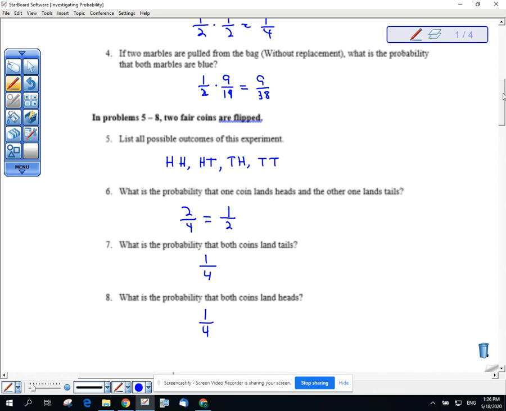If you flip a coin and flip another coin, or if you flip two coins that you can keep track of, one of them having a different mark on it than the other, then these are the different possibilities. Then it simply says, what is the probability that one coin lands heads and the other one lands tails? That would be these two out of the four possibilities. These are equally likely outcomes, so each one of these is 25%. This would be 50%, or the fraction 1/2. It's 2 out of 4, which reduces to 1/2. Number 7, what is the probability that both coins land tails? Both coins landing tails would just be this one right here. That would be 1/4.